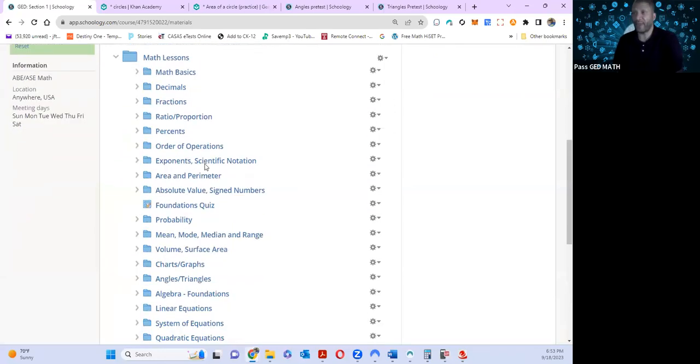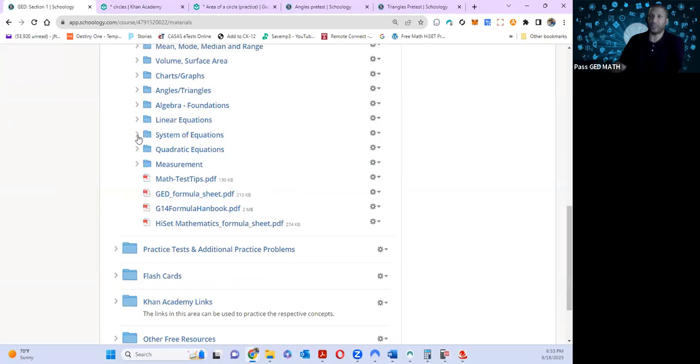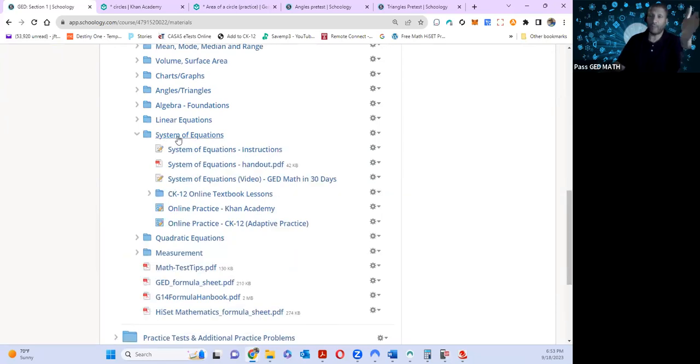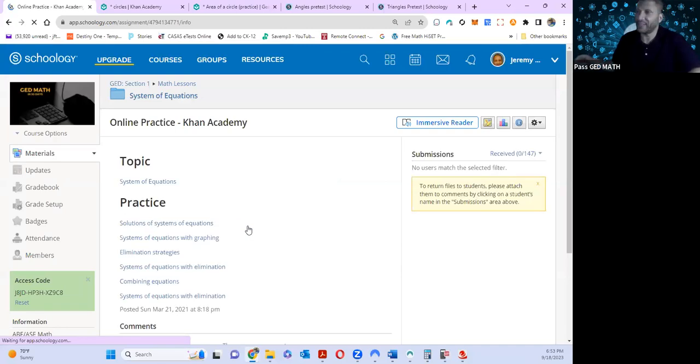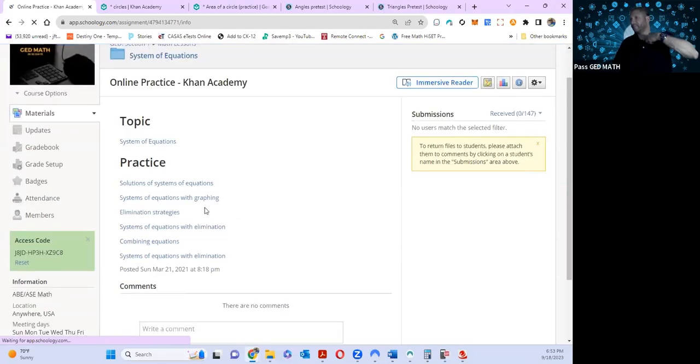So again, you can go to the math. The purpose of the math lessons is to teach you how to do something. If you go to the math lessons in school, it's giving you a handout to show you the different ways you can solve a system of equations. I'm giving you a textbook lesson that explains how to do it. Once you think you know how to do it, you have the online practice. So let's go to some online practice. I'm just picking these randomly because it doesn't matter, because I know how to solve.